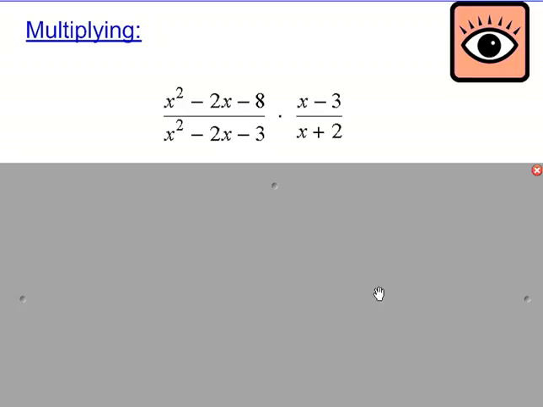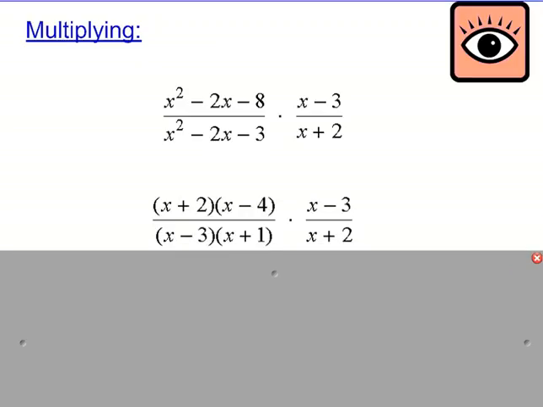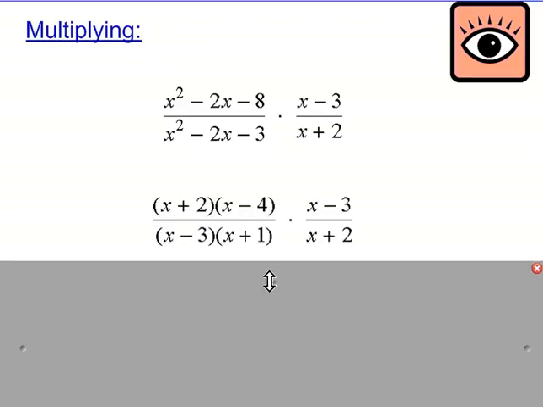Here I have x squared minus 2x minus 8 divided by x squared minus 2x minus 3. And I'm going to multiply that times x minus 3 divided by x plus 2. Well, if we factor out the two trinomials, we'll get x plus 2 and x minus 4 for the top one, and for the denominator, x minus 3 times x plus 1.